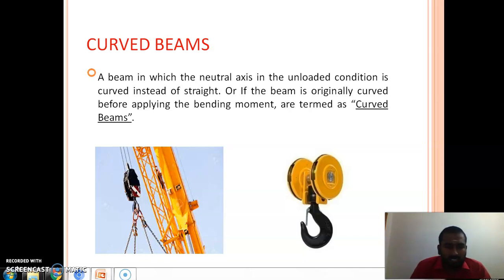As you can see, this type of structure is seen at a lot of construction sites and also in industries. You have a crane, out of which the weight is lifted using a hook. This is called a hook. The hook is one of the main, most popular examples of curved members.